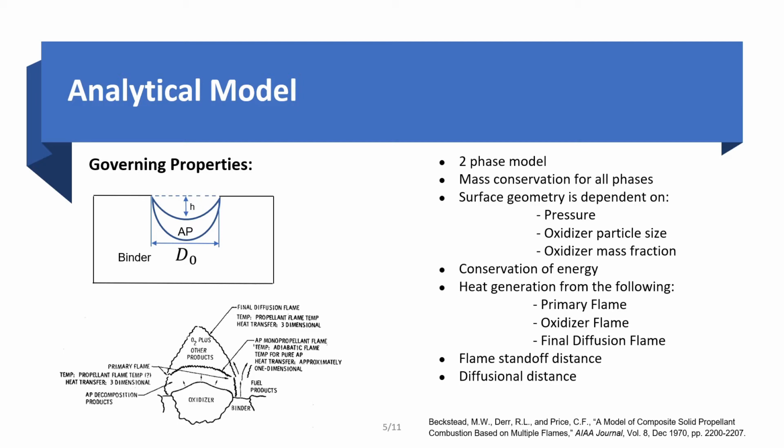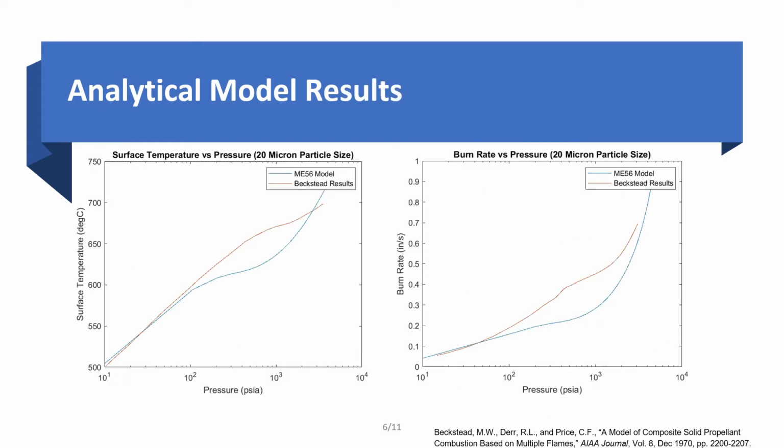Energy conservation is, of course, the most important of the equations used. The sources of heat generation, which are from the three discussed flames, are used to find the heat release to the surface. Flame standoff is also calculated, which is the distance from the surface the heat release occurs, and diffusional distance, which is how far the particles must mix before reacting. These distances are used to calculate conduction to the surface, which helps us define a surface temperature, which can then be used to find the burning rates.